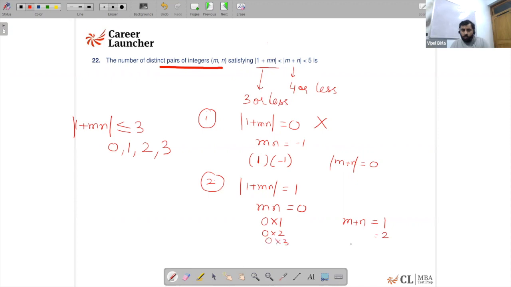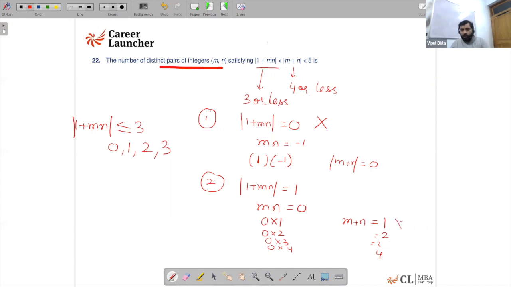0 into 3, it will become 3. 0 into 4, it will become 4. I cannot take 0 into 5 because 0 into 5 will take m plus n to be equal to 5, which is not possible. So therefore, I can say if I take 0 into 1, 0 into 2, or 0 into 3, or 0 into 4, 1 plus mn will always be equal to 1, while m plus n will become 1, 2, 3, 4.